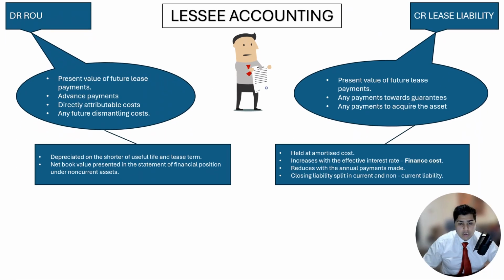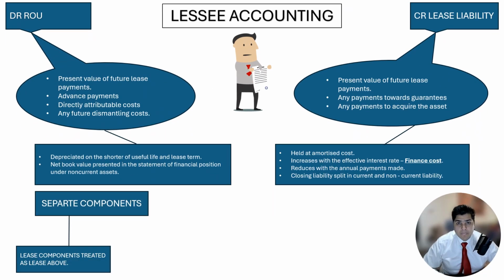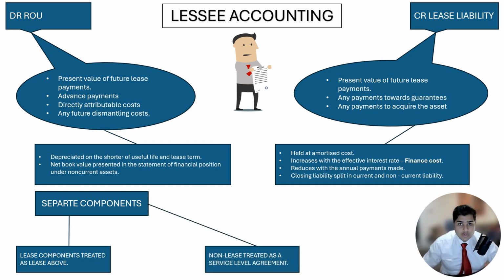Moving on to the concept of separate components. Sometimes one contract can contain both lease and non-lease components. Entities can choose to record each one of these separately. If they choose to do so, they will have to break down the lease payment into the lease components and the non-lease components. Lease components obviously will be treated as per the lease agreement, the IFRS 16 accounting. Non-lease components will become the expense in the financial statements and they will be reduced from cash just like a normal service level agreement.